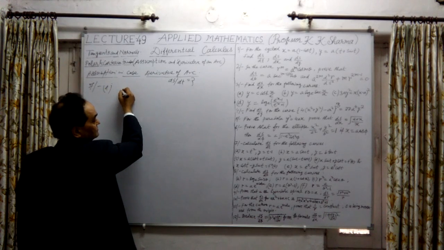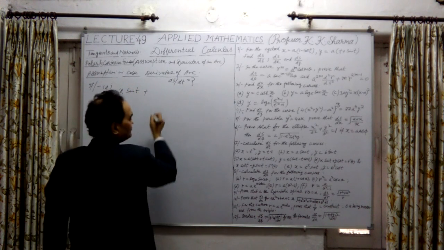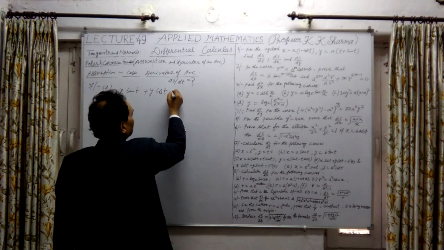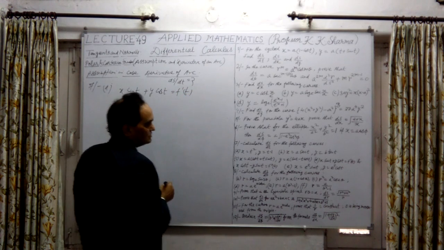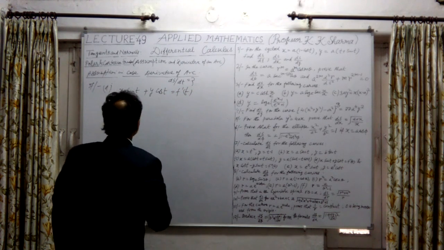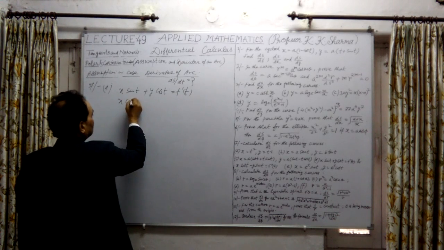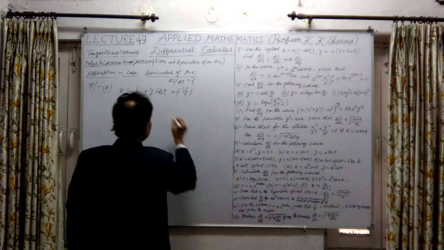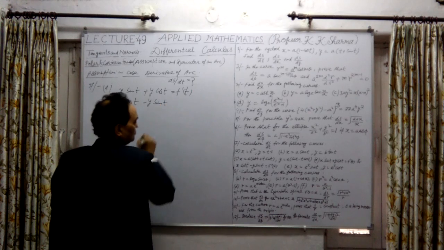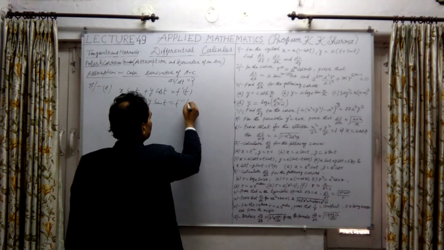It is in terms of x and y both. x sin t plus y cos t is equal to f dash t. And the second one is x cos t minus y sin t, which is equal to f double dash t.